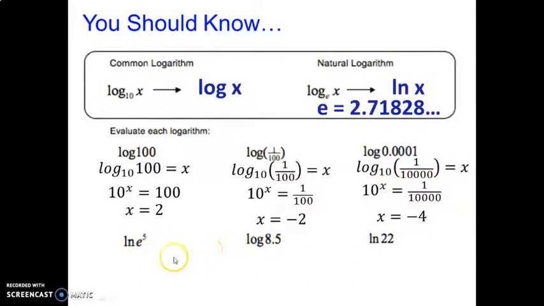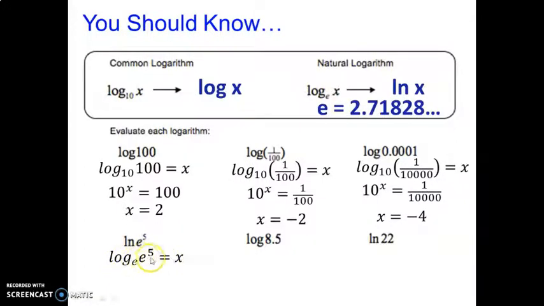Next one, now we're going to do natural logs. So here's ln, natural log of e to the 5th. Now don't be confused here. I see ln and I see e. It's important to know that there's going to be two e's here because ln can be rewritten as log base e. So I rewrote this as log base e, but I still have e to the 5th here.